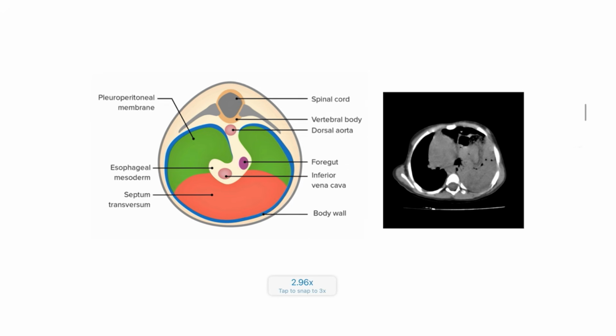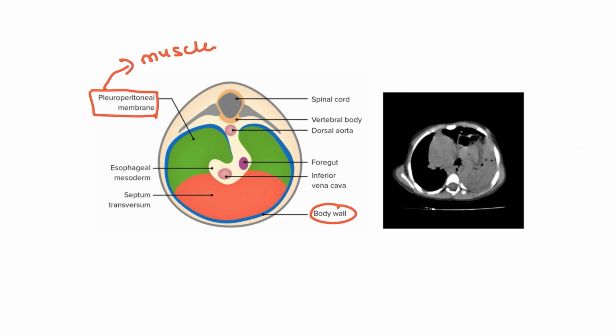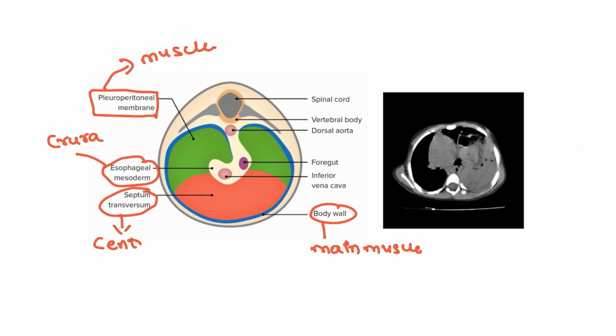And next, coming to the embryology of the diaphragm, most importantly the pleuroperitoneal membrane. These pleuroperitoneal membranes later develop the muscle. The main muscle is from the body wall. And the esophageal mesoderm is going to form the crura of the diaphragm, and the septum transversum is going to form the central tendon.